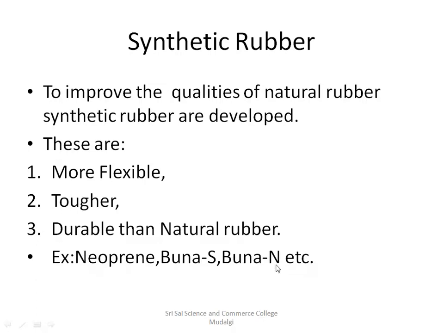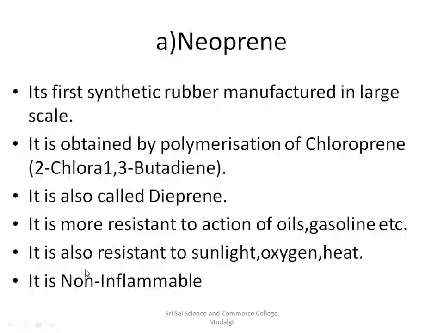These three are very important examples of synthetic rubber. They may ask about the preparation, the monomers, or the reactions involved in preparing these synthetic rubbers, so we'll discuss the types one by one. The first type of synthetic rubber we are going to discuss is neoprene. It is the first synthetic rubber manufactured on a large scale.